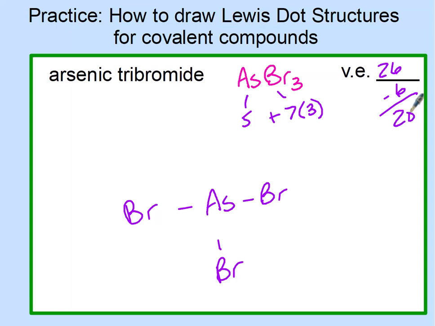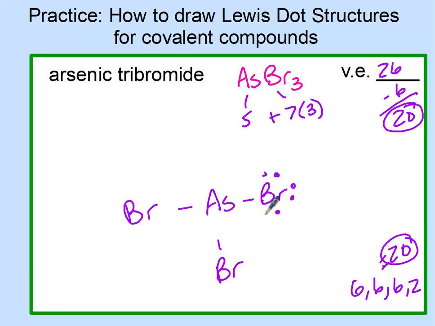Each Br still needs 6 because they currently only have 2. And then As currently has 2, 4, 6. So As still needs 2. So that means I need 20 electrons. I have 20 electrons. Those match. So I can add them as lone pairs. So that's my final structure for arsenic tribromide.